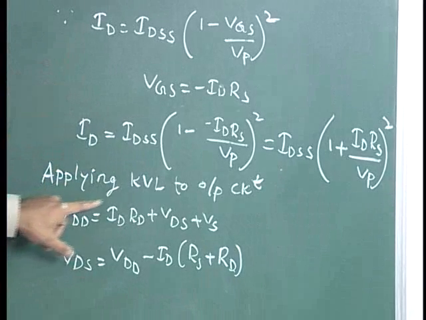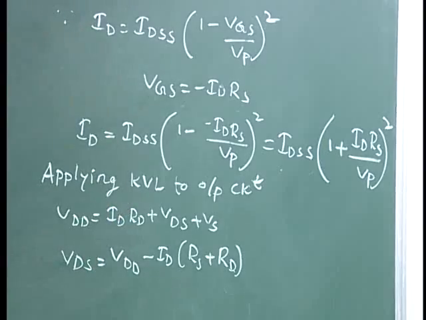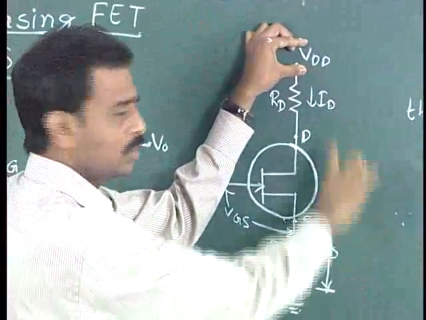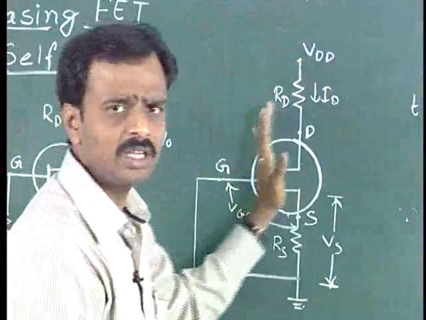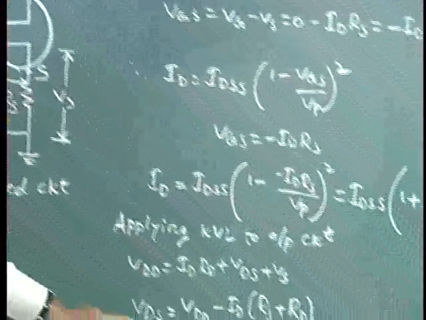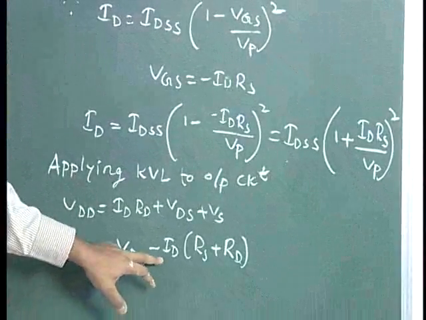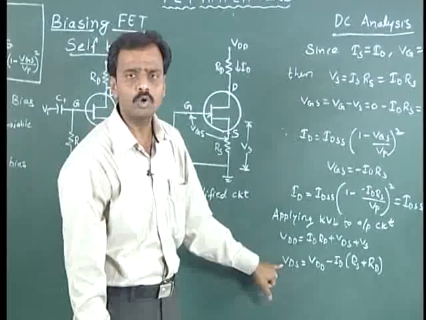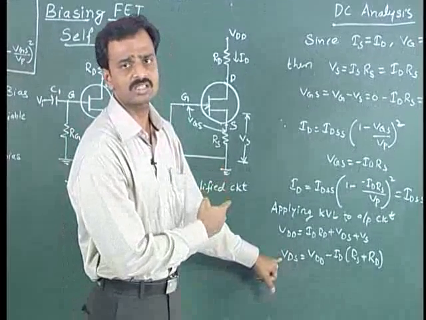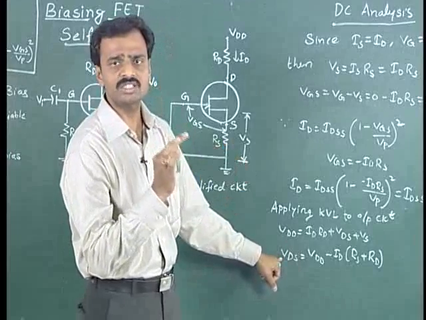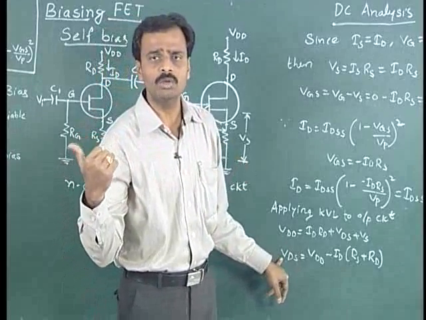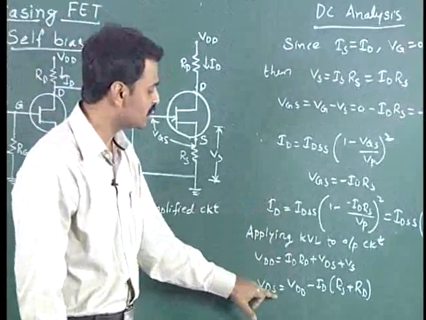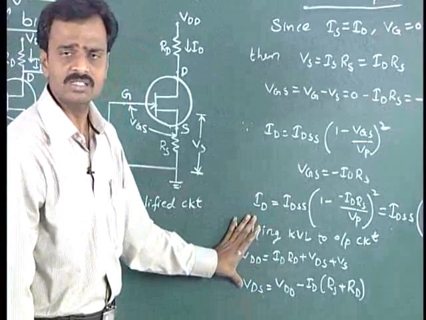Now by applying KVL to the output of the circuit, VDD will be equal to ID RD plus VDS plus VS, the sum of all these at the output of the circuit. By simplifying this, VDS will be equal to VDD minus ID into (RS plus RD). If you observe, the output voltage VDS obtained in the case of self bias is similar to the output voltage obtained in the earlier case of voltage divider bias. Only the drain current is different. So IDQ and VDSQ are the two operating points for the case of self bias.